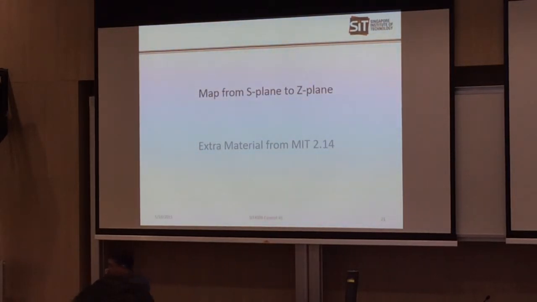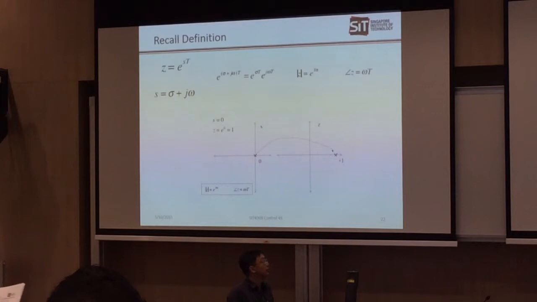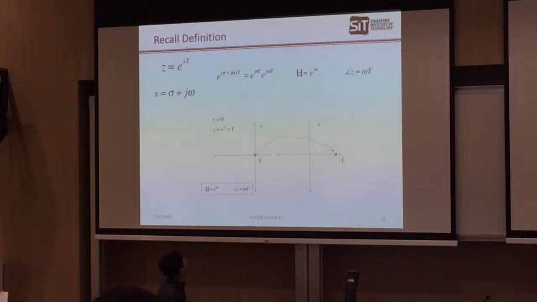So this is some extra material I put from MIT rather than the class flow, because my understanding is this one may introduce a better comparison between the S and the Z. You can also download this one from the link I provided. So basically this is a relationship. In the Z domain is this one, in your S domain is this one, and your S is basically an imaginary number.